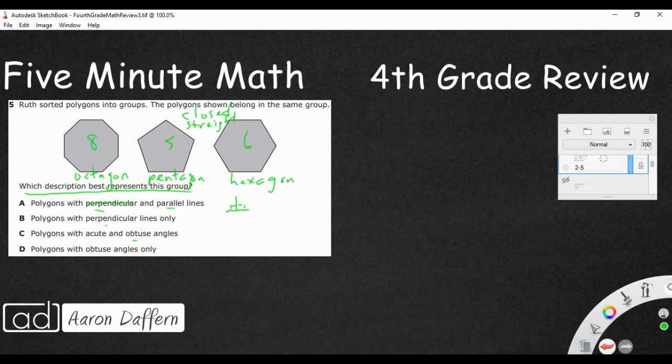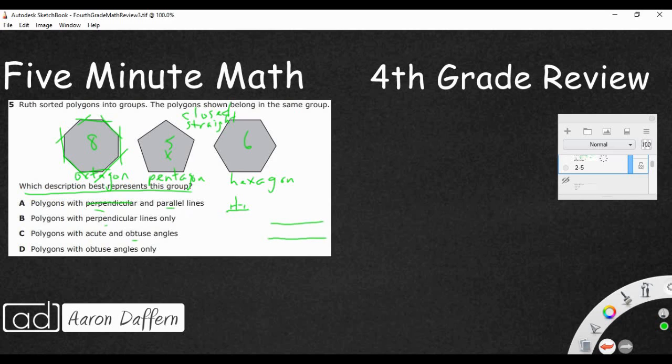There are some parallel lines here. So those two sides are parallel. Those two sides are parallel. Those two sides and those two sides. So this type of octagon, a regular octagon, has every side parallel to an opposite side. There are no parallel sides here in this pentagon. Parallel lines are lines that run the same distance apart from each other and they never meet.